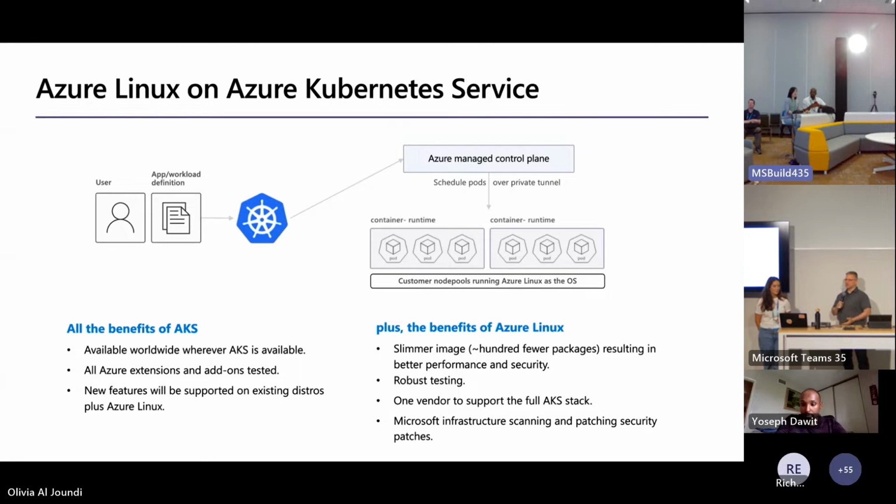So we take care of the platform from the VM on up. The AKS folks take care of the Kubernetes layer and the application stack above. We've been running this internally now for, I want to say, 1.5 years, 2 years. Initially under the CBL Mariner name for version 1.